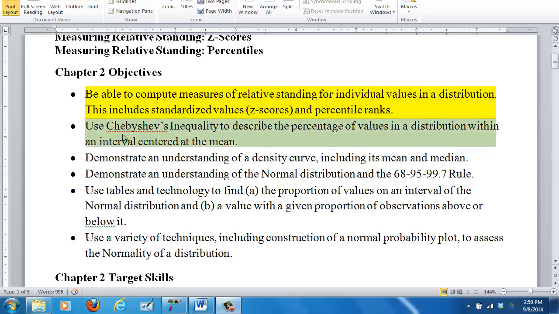And then we also want to be able to use Chebyshev's inequality to describe the percentage of values in a distribution within an interval centered at the mean. So these are the two objectives in this video that I'd like to hit, and let's go ahead and get started. If you want to have your notes out and ready to go, we'll start taking a look at that.